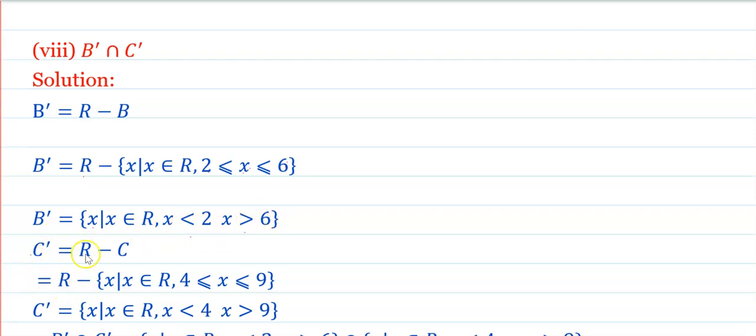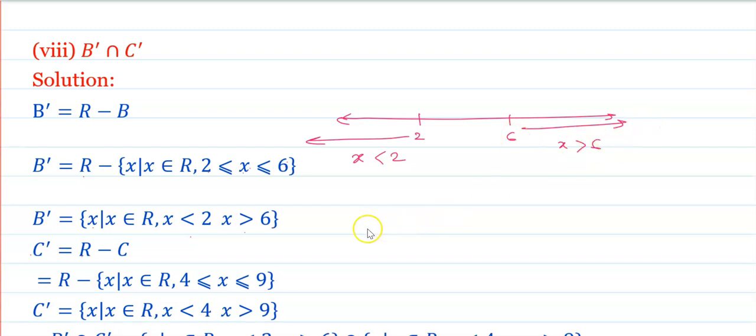B dash. C dash means what? R minus C. Okay. If you look at B dash here, see this there. What about the B dash? X is less than 2. Okay, so everything comes here. And what about the next? This is the 6. It comes on this side. All these elements, X is less than 2. And what about here? X is greater than 6 on this side.